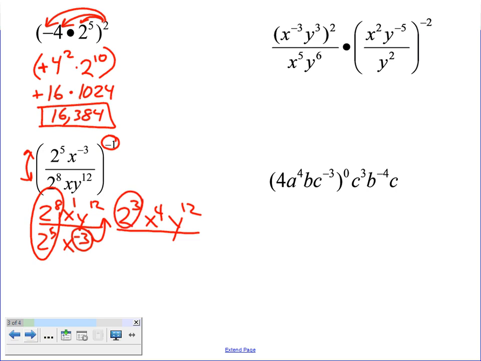I can simplify 2 to the 3rd power, which is 2 times 2 times 2, which is simply 8. 8, x to the 4th, y to the 12th. So I'm just simplifying that right there.